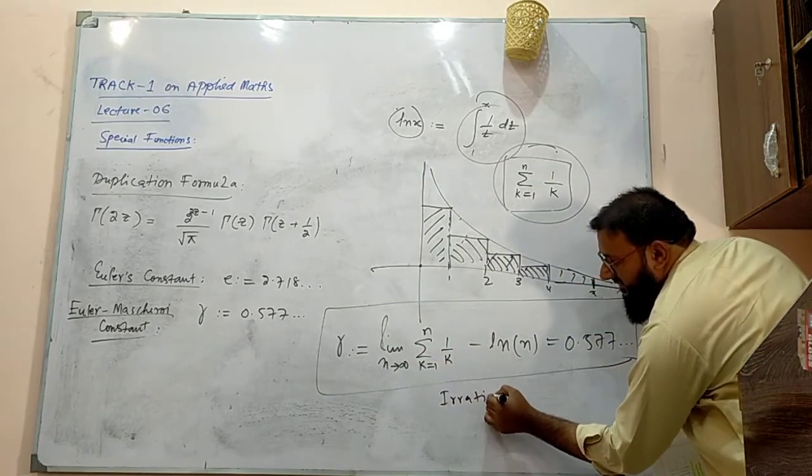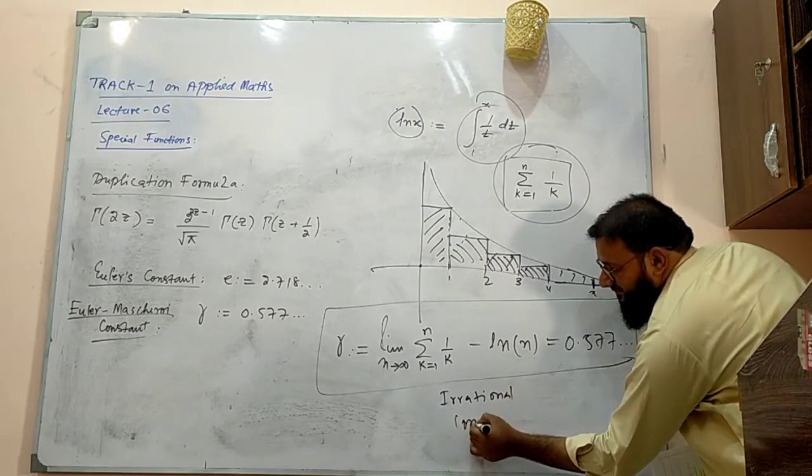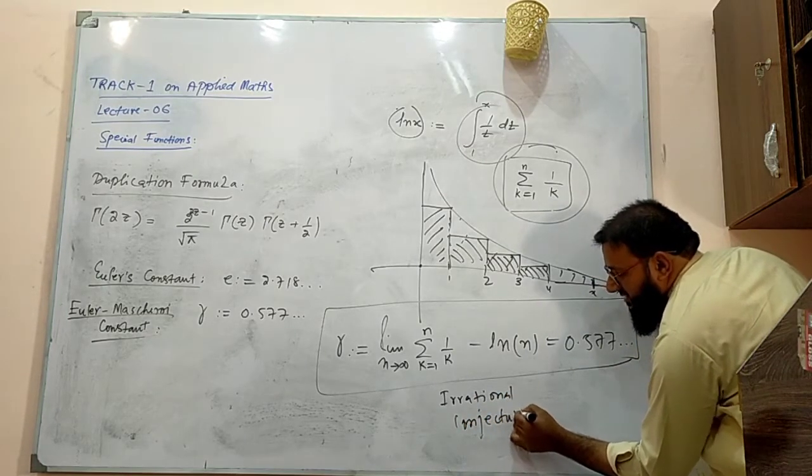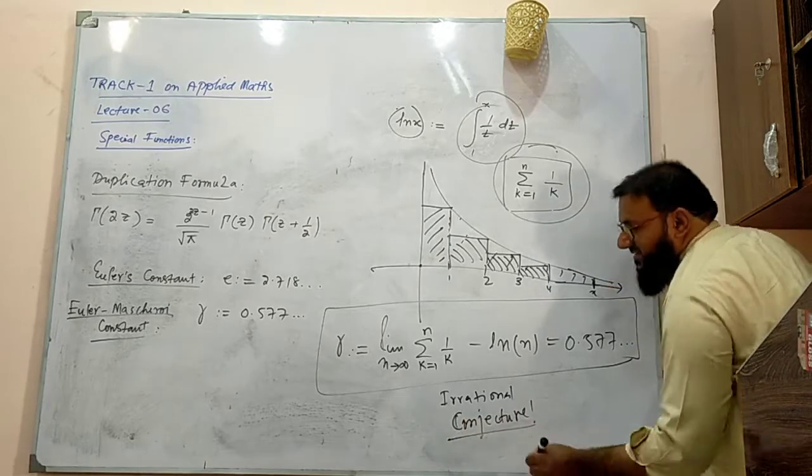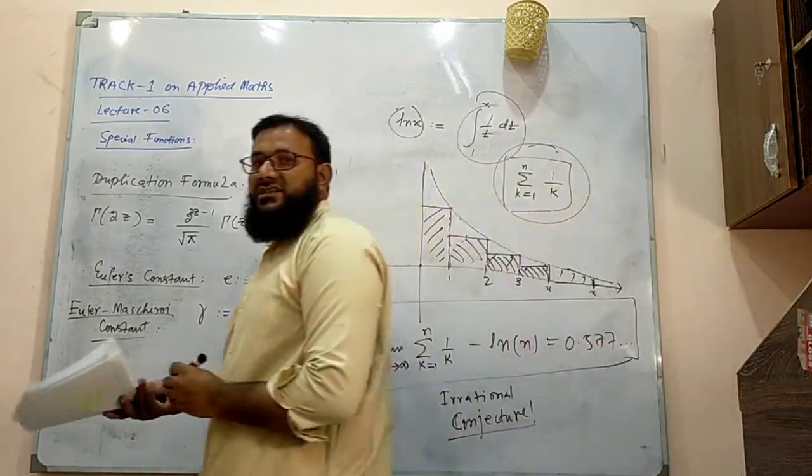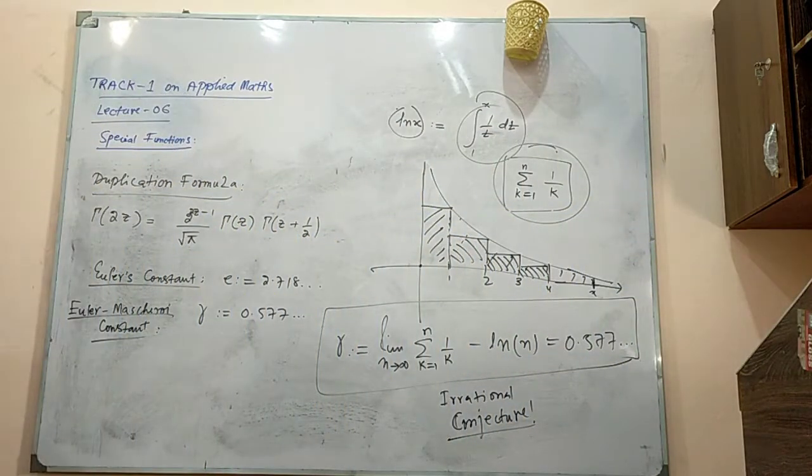Its being irrational is a conjecture, and you know very well what we mean by conjecture. Conjecture means there is no proof for now whether it is a rational number or an irrational number. But once we prove it, we get some good results.